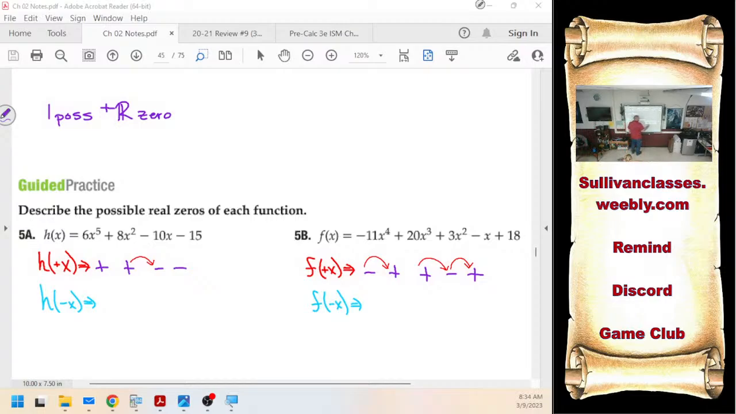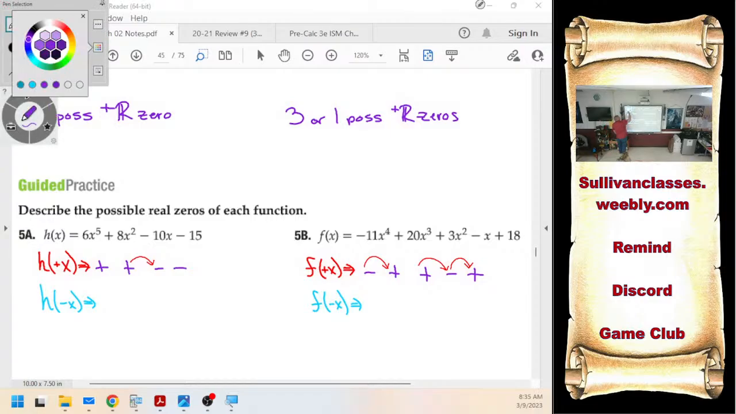For f of x, since it went 1, 2, 3 sign changes, that tells me that there's 3 or 1, down in pairs. Yep. Possible positive real 0s. So before even going to the negatives, this tells me I should guess and check positive numbers for both of these, because both of them are going to have at least one positive real 0.